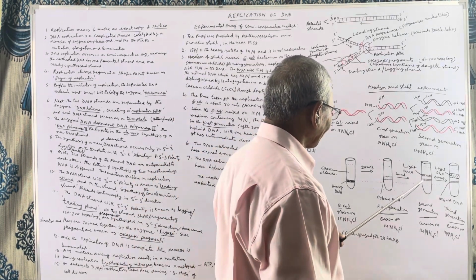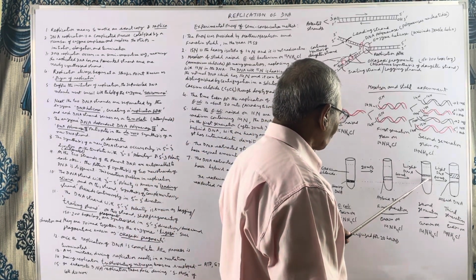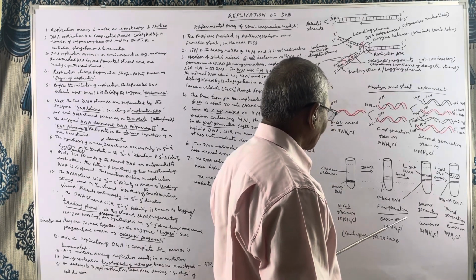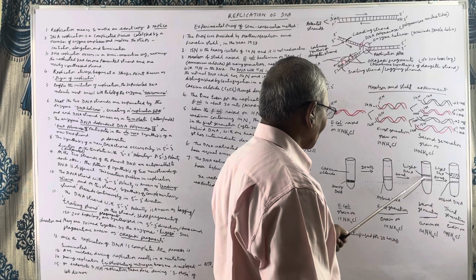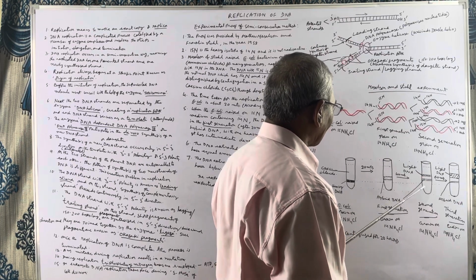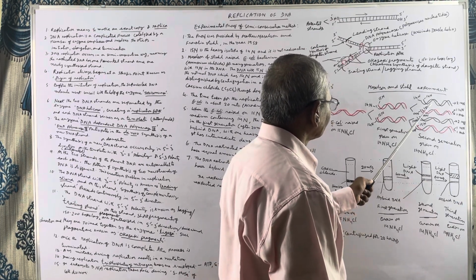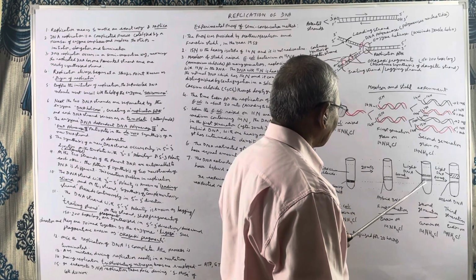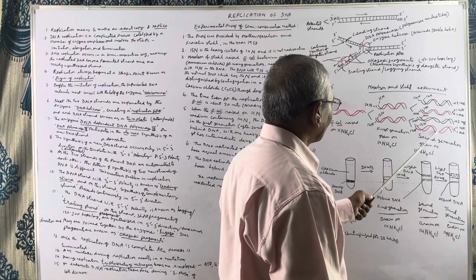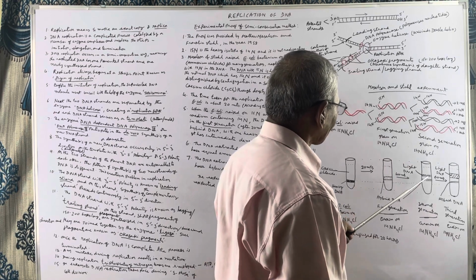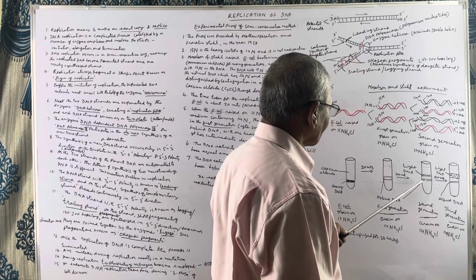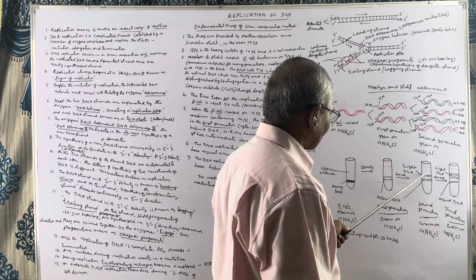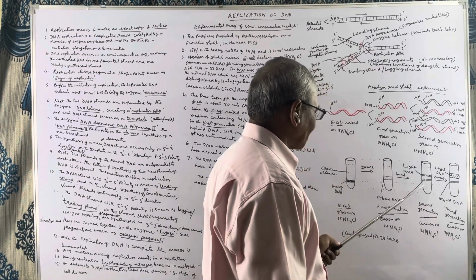But here, the DNA is separated into two bands. This band is mixed hybrid DNA, and this one is lighter DNA. Lighter DNA means these two strands. This is light DNA, this is hybrid DNA, this one. So both are equal. But the lighter DNA is formed slightly above the hybrid DNA.